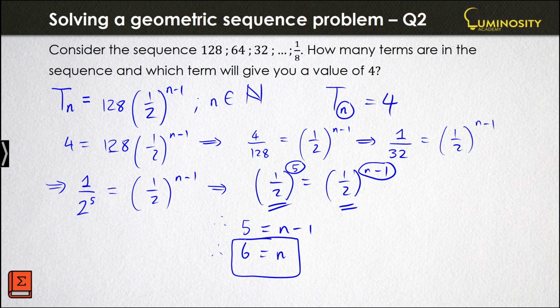Okay, so knowing how to do it algebraically is very important because sometimes you won't be able to list out the sequence very nicely, as it could be the 20th term, the 30th term, the 100th term. So being able to solve the exponential equation is important.